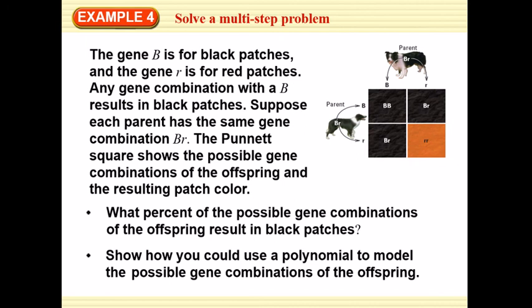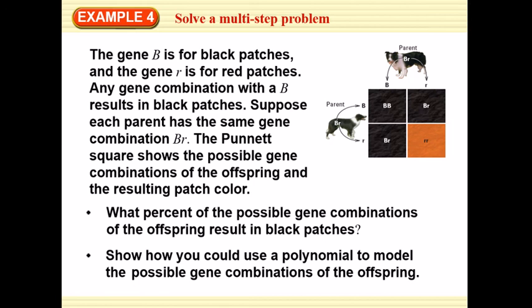So, when you guys are juniors, you are going to especially be seeing this, called a Punnett square, right? You're going to be seeing these Punnett squares, and it's just like multiplication. The gene B is for black patches, and the gene R is for red patches. Any gene combination with B results in black. Suppose each parent has the same BR combination. The Punnett square shows the possible gene combinations of offspring and resulting patch color.